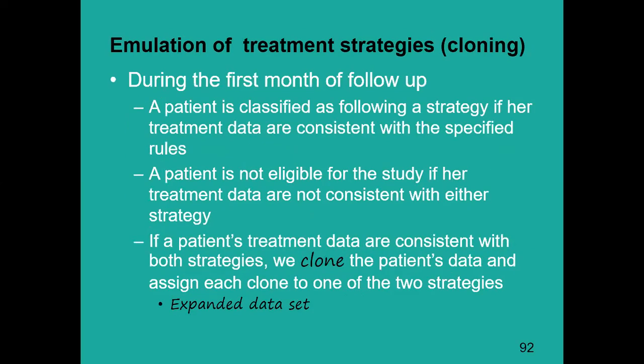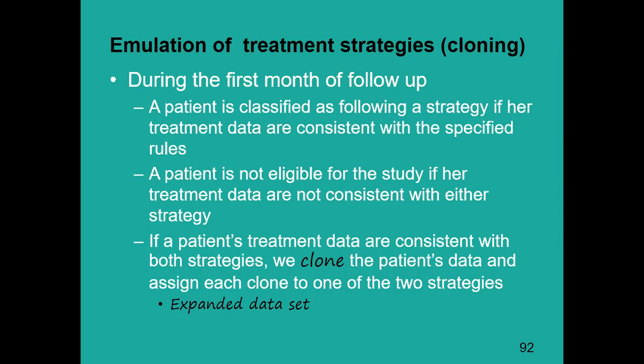So, emulation of treatment strategies. This is done by cloning, the next step number one, like we discussed before. During the first month of follow-up, the patient is classified as following a strategy if her treatment data are consistent with the specified rules. The patient is not eligible for the study if her treatment data are not consistent with either strategy.